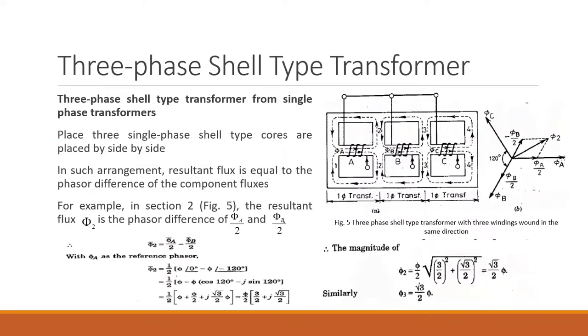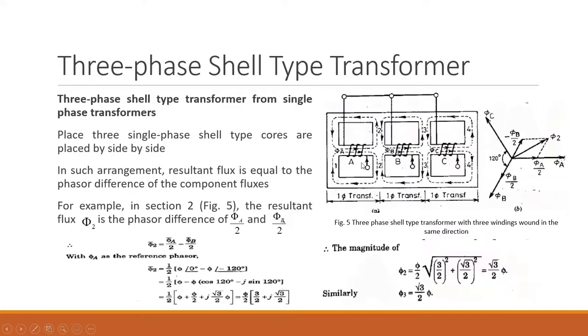Now let us talk about the cell type construction of transformer. Like we talked about, we have obtained a three-phase transformer from three single-phase core type transformers. In a similar way, you can consider three single-phase cell type transformers arranged in a fashion where the three single-phase cores are placed side by side.